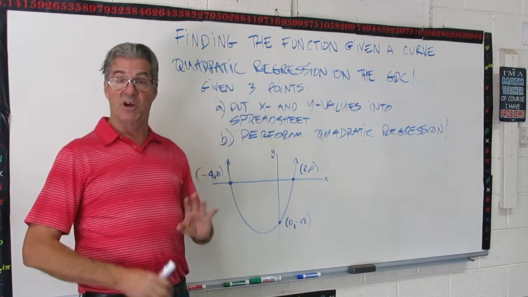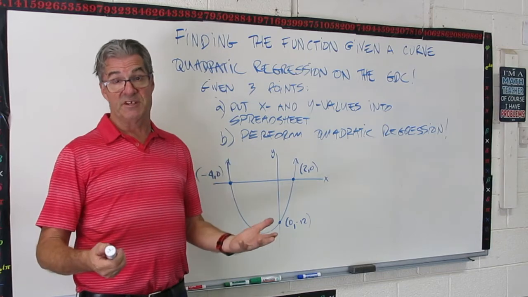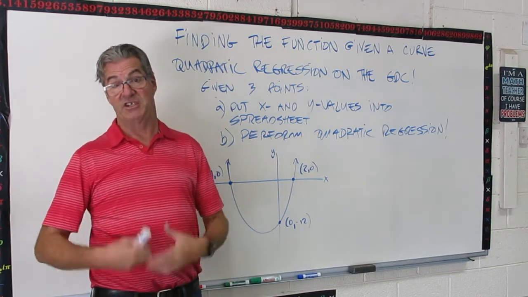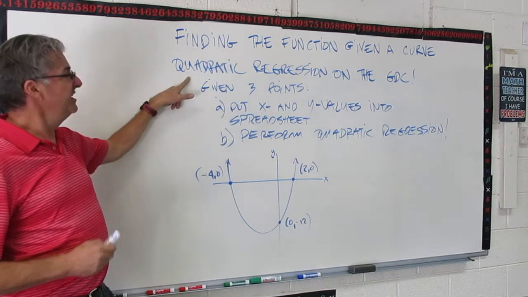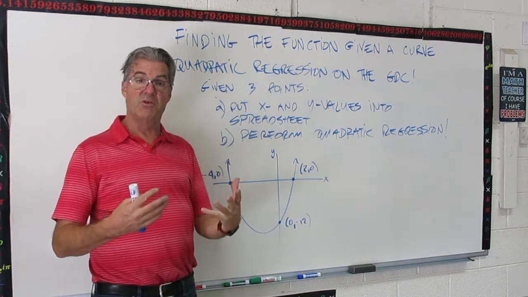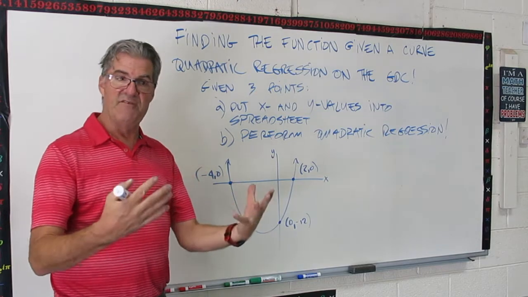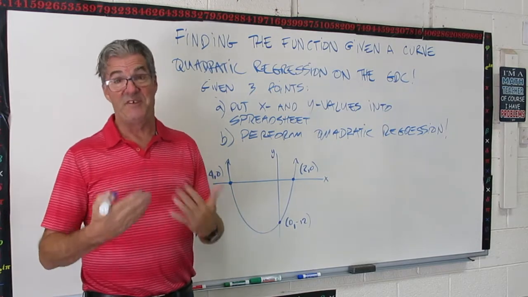So you're not off the hook for the algebra of the type we did on the last board. But this time we're going to skip that algebra and we're going to use the graphing display calculator to get the function, to get the equation. So let's get started. So quadratic regression on the GDC. A regression is just a computer tool that will take points that you give it and come up with the line that best fits those points.